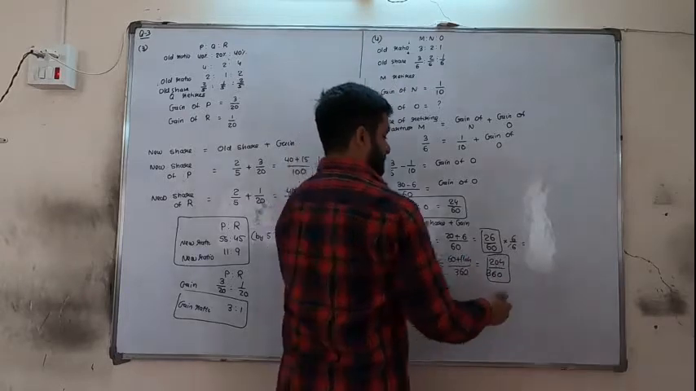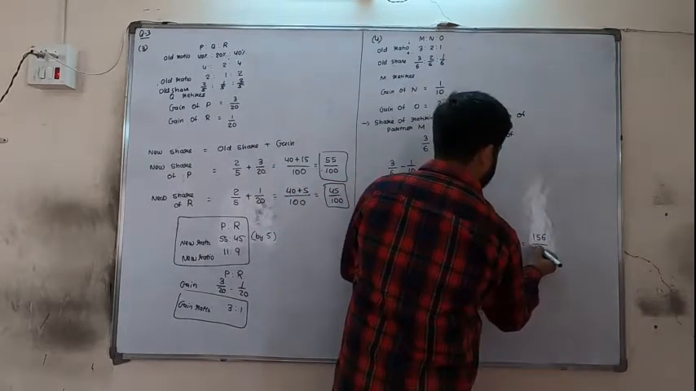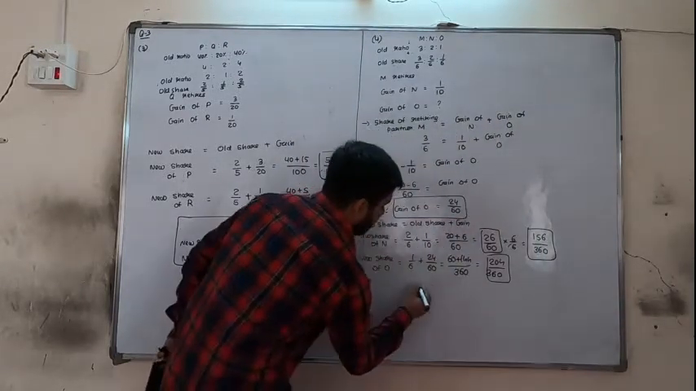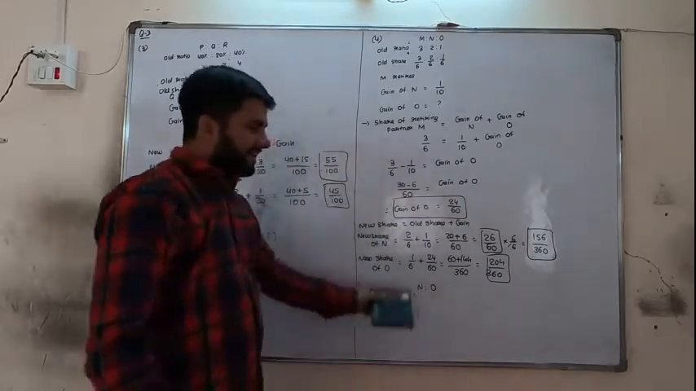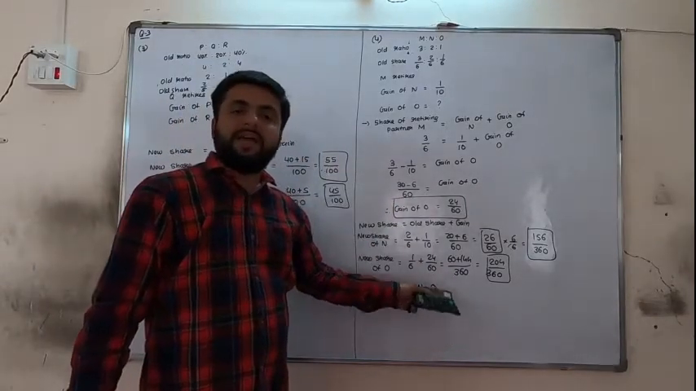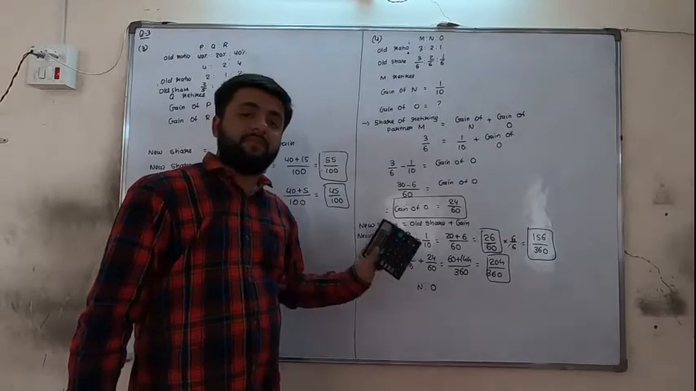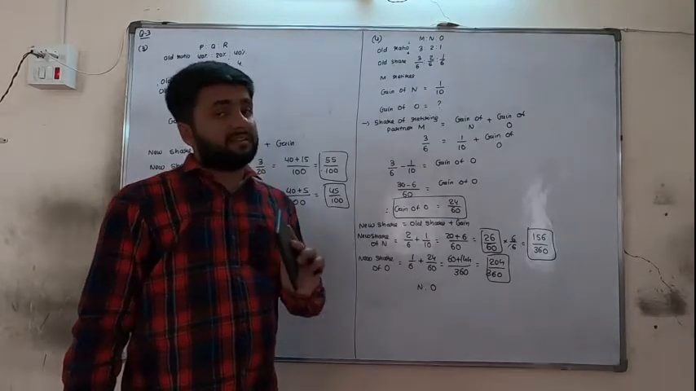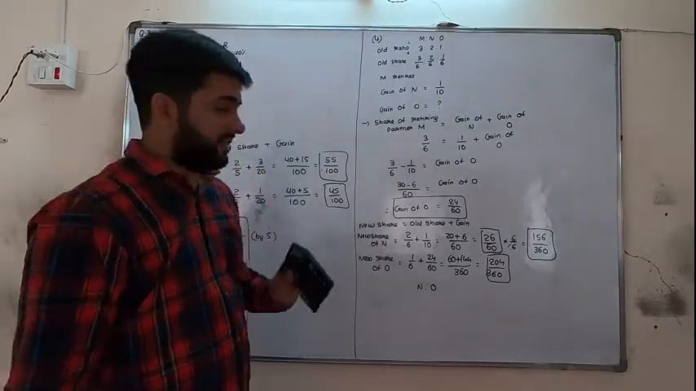26 into 6, 156 by 360. Now if you are seeing N is to O, I can cut the terms also, I know. Why I am not cutting the terms is a simple thing: if you make a single mistake in cutting, then your sum will be wrong. That's why I am not cutting the terms.